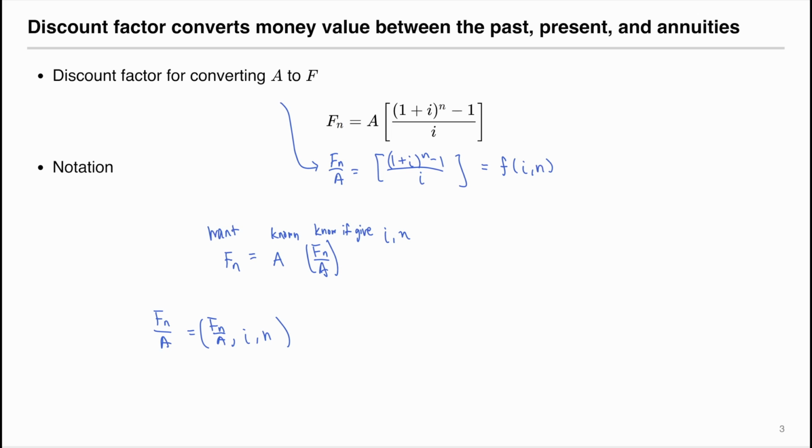These two are equivalent because each discount factor is evaluated at the annual interest rate and the number of consecutive years. Usually we write it as a function of i and n, so F over A is a function of i and n. And this particularly looks like it is multiplying, so maybe that's why the textbook chose this notation. But I will not use that notation, and I will explicitly write out what these are.